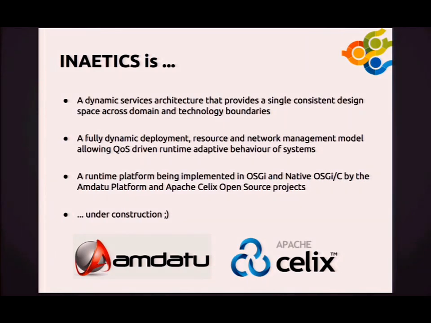So in conclusion, what we're trying to tell you here is that INAETiCS is a dynamic service architecture, and its main focus at this time is to provide a consistent design space that allows us to do implementations within such a single design space across the different domains and technologies. We want to be able to implement that into a dynamic runtime that actually supports dynamically deploying these applications and dynamically managing the network and having this kind of continuous evaluation loop that will react to any changes in the context, keeping systems going and trying to meet the desired quality of service as best as possible.